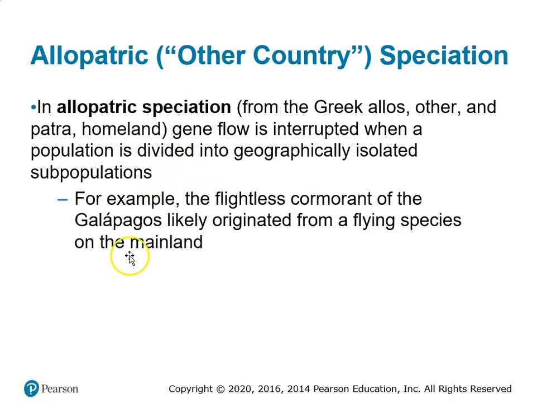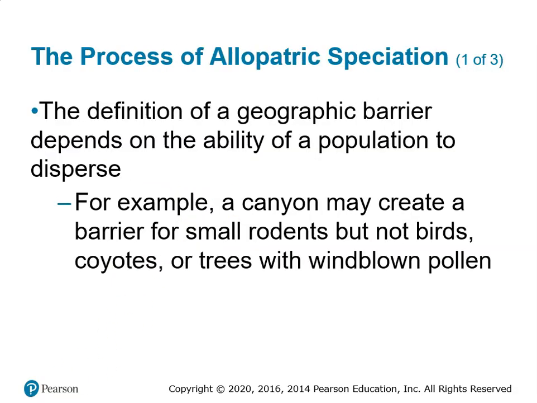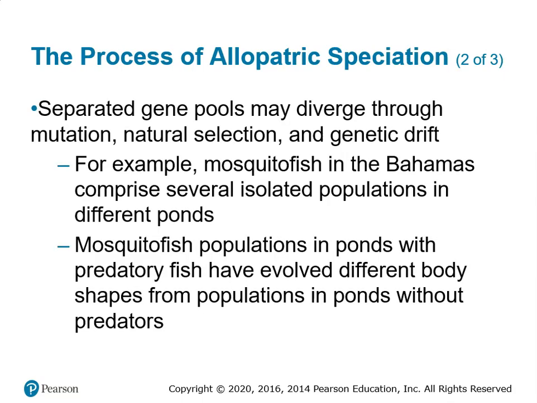So, for example, the flightless cormorant of the Galapagos likely originated from a flying species. And they've done DNA analysis on that. The definition of a geographic barrier depends on the ability of a population to disperse. For example, a canyon is a barrier for rodents, but not birds, right? Birds can cross a canyon. Trees can with windblown pollen.